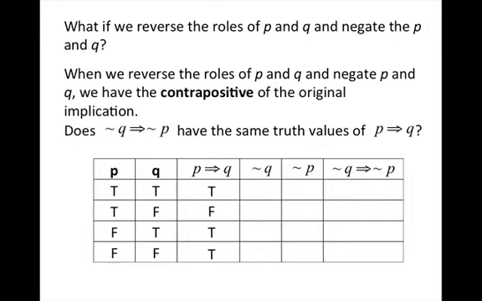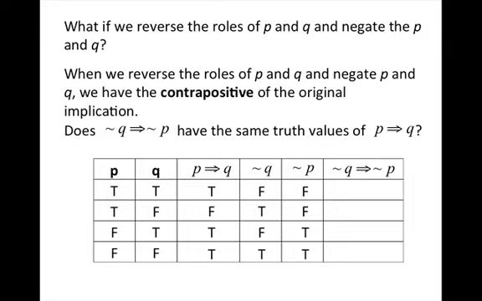Next, my not Q is the opposite of Q. Since Q is true, false, not Q is false, true. Next, my not P is the opposite of P. Since P was true, false, not P is false, true.